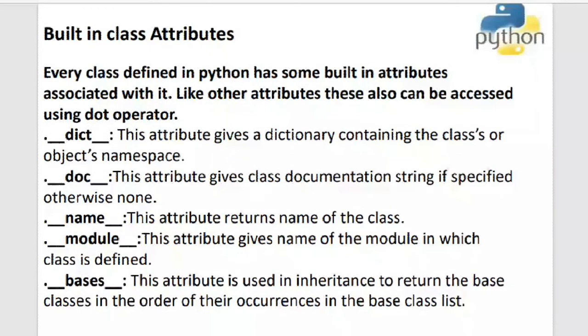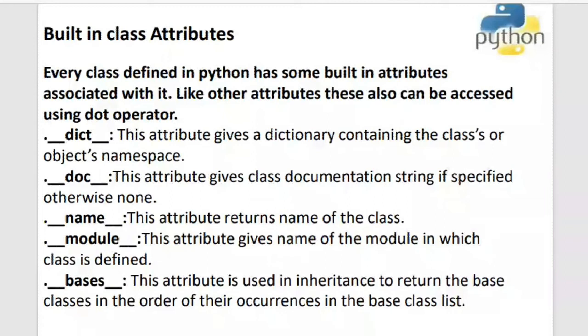And coming to bases, because we are talking about a class, there can be inheritance of the class also, meaning that there will be a base class and a derived class and all that. So in case a class is derived from another class, the base class name will be displayed over here.